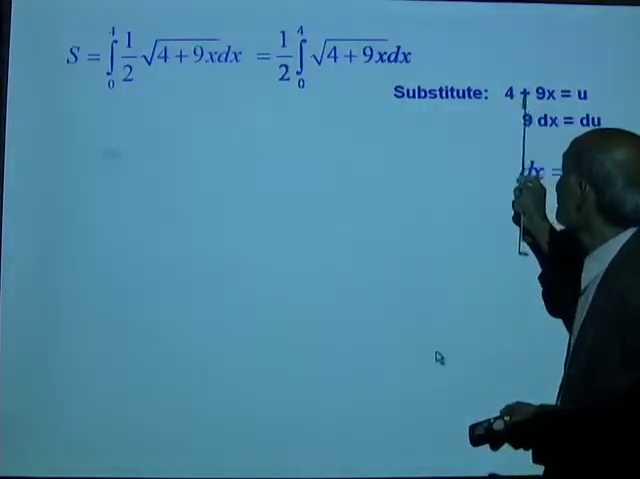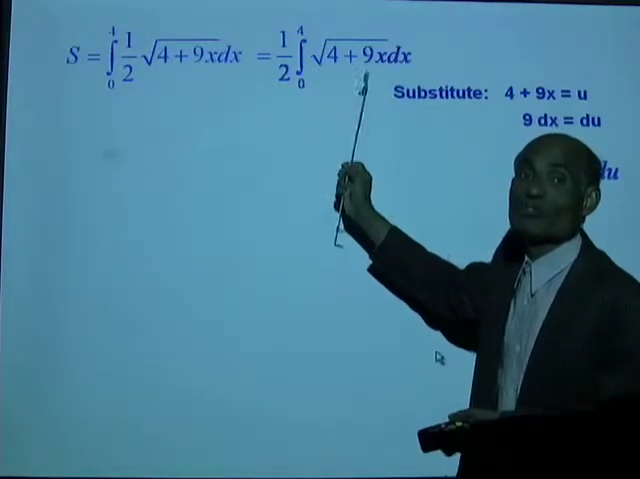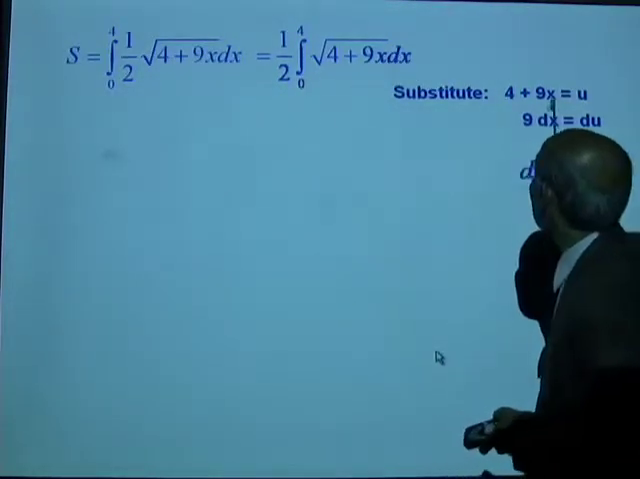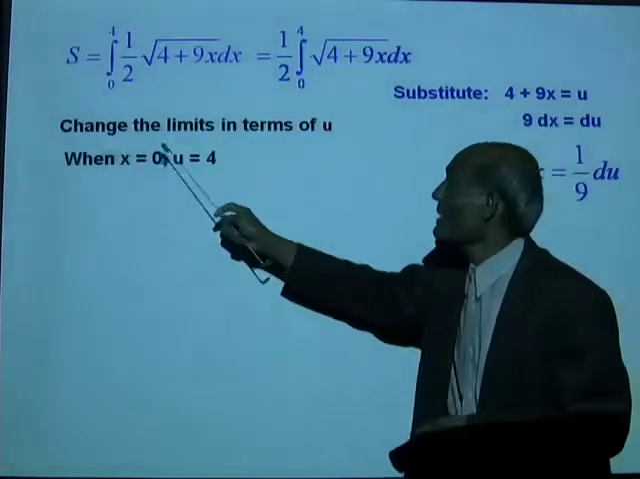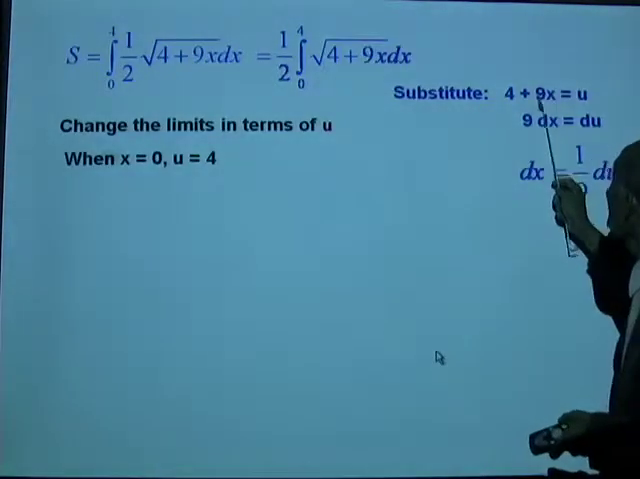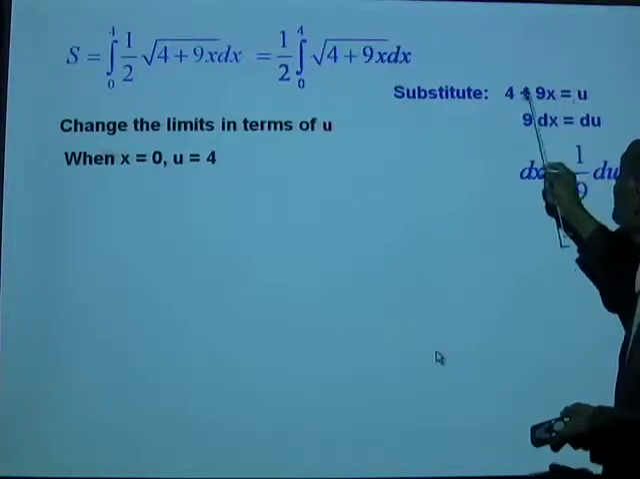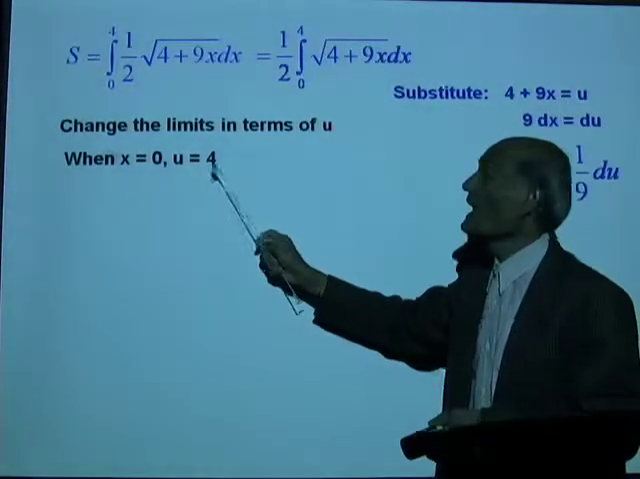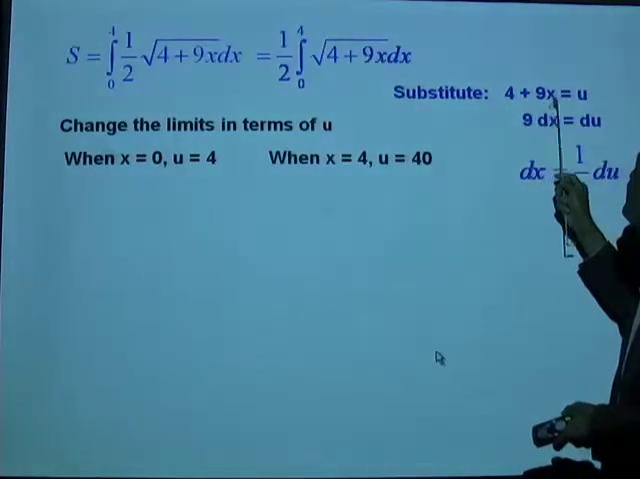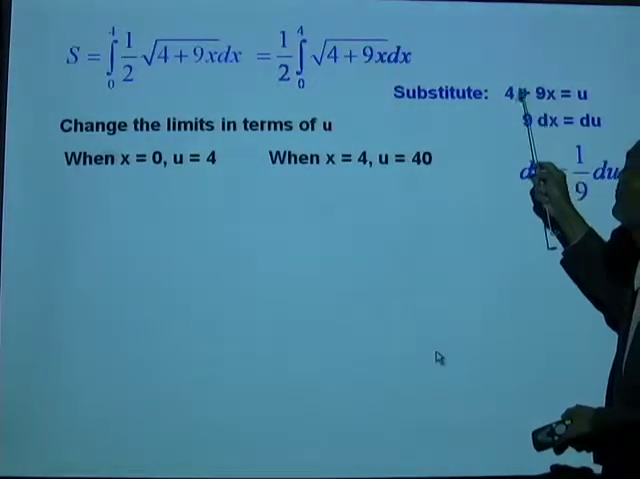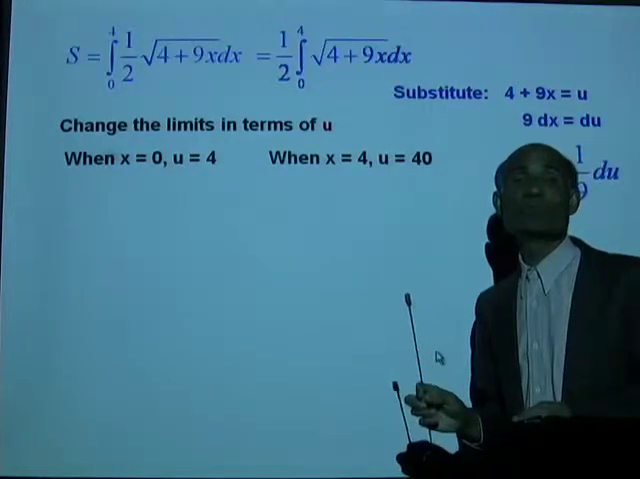So we need to use this substitution to change the values of these limits. For example, when x equals 0, what is the value of u? Well, when x equals 0, look at this: this will be 0, so u will be 4. And when x equals 4, what will u equal? 4 times 9 is 36, plus 4 is 40. So when x equals 4, u equals 40.